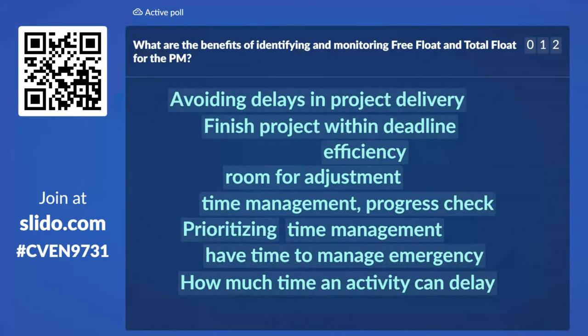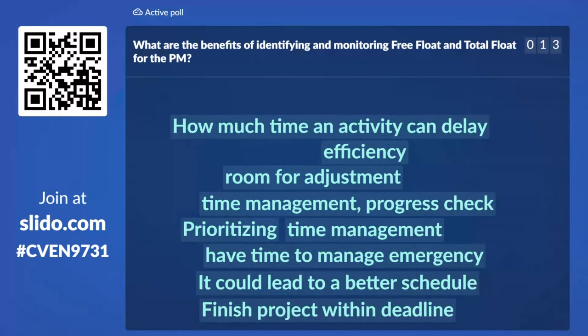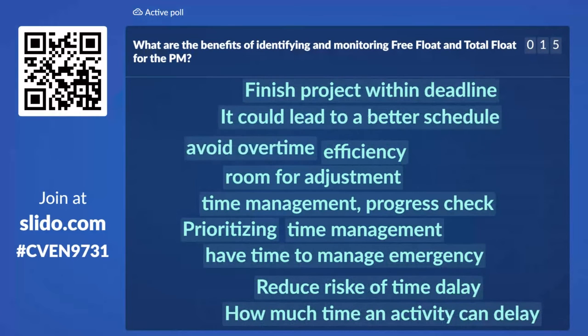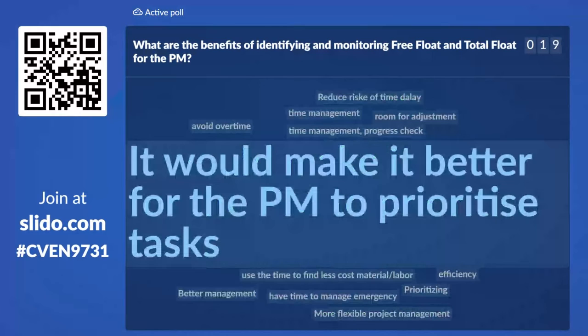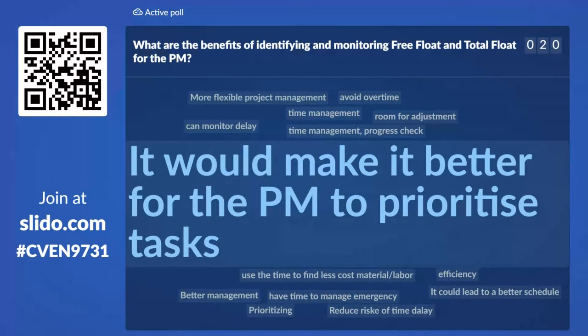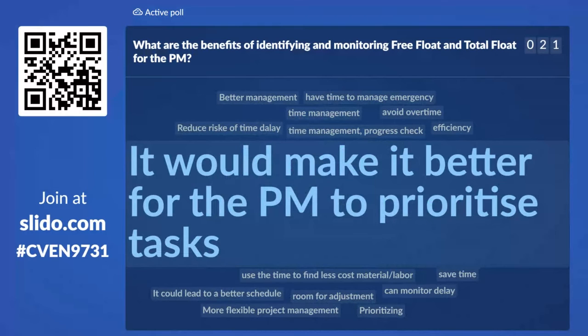So avoiding delays in project delivery, efficiency, room for adjustment, prioritizing, time management. All these things are important in order to understand the free float and total float. After doing all the task dependencies, it's a good practice to find out what kind of float you have and how you can work around that, in order to give you some time to finish the project on time.